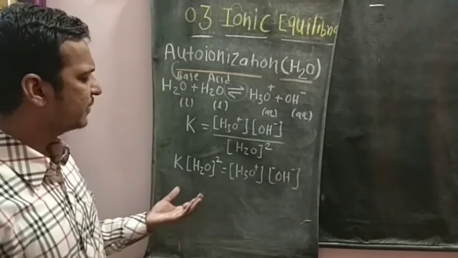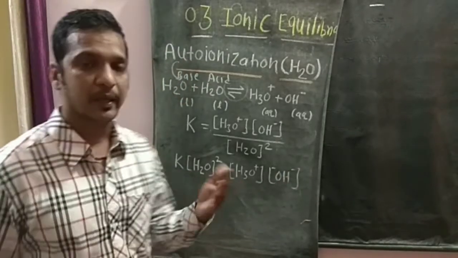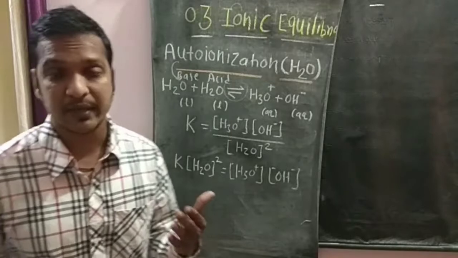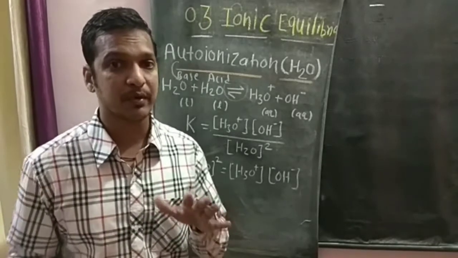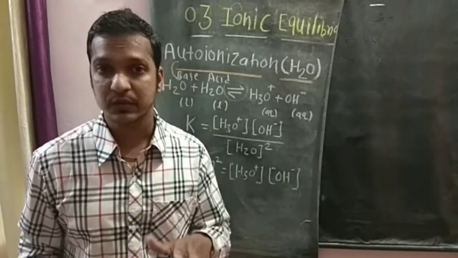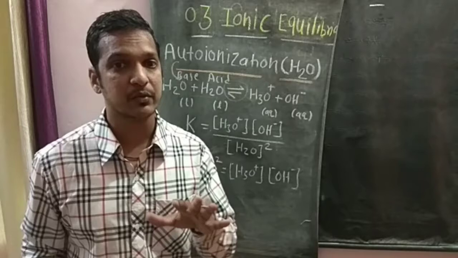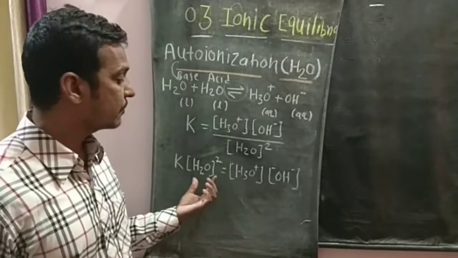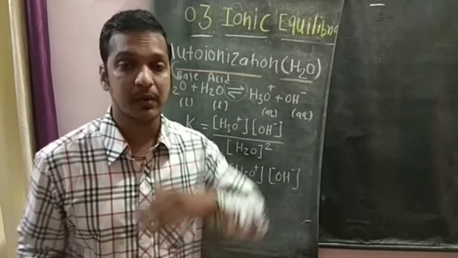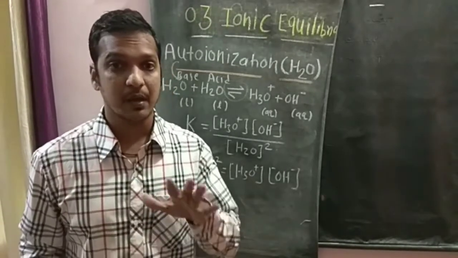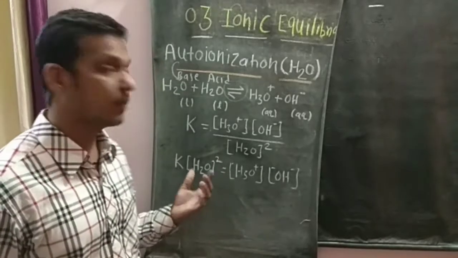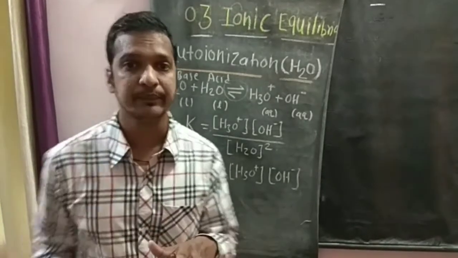OH minus. Now we know that the concentration of water is taken as constant. Why is it taken as constant? Because most of the water molecules are undissociated, because pure water is a weak electrolyte. So we can say that most of the pure water molecules are undissociated. Therefore, the concentration of water is taken as a constant.